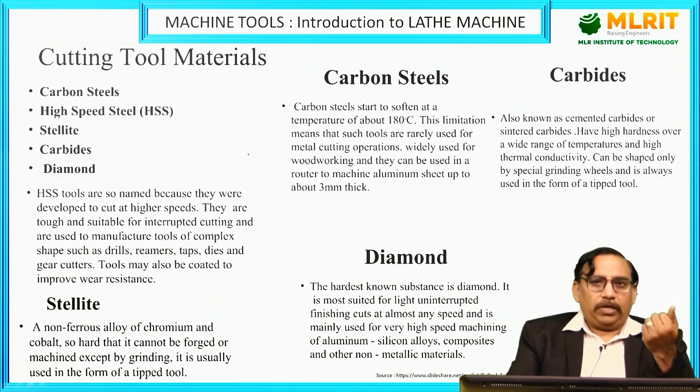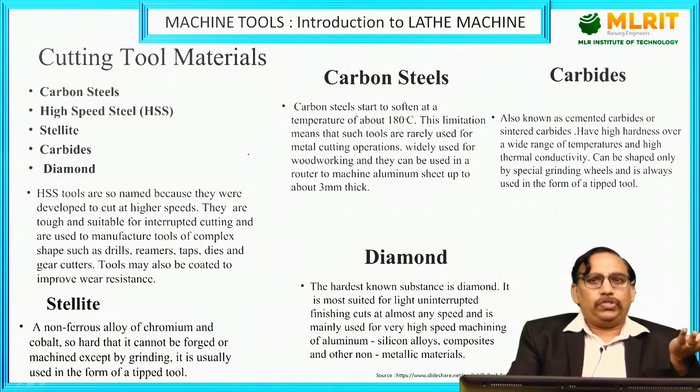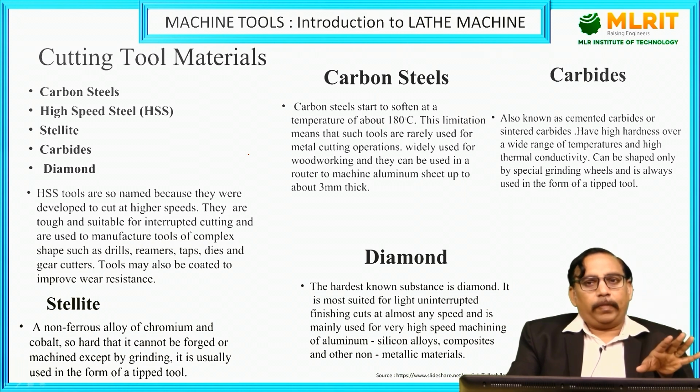Coming to carbides, they are also called cemented carbides or sintered carbides, which have high hardness over a wide range of temperatures, and these carbides have high thermal conductivity. They can be shaped only by special grinding wheels and are always used in the form of a tip tool. So both stellite and carbides are used for tip tools.